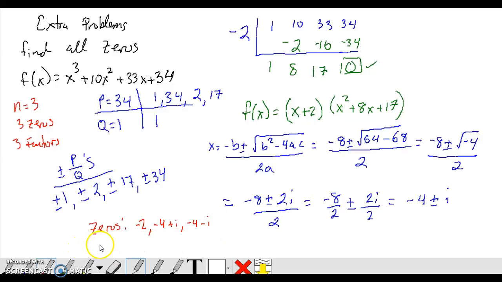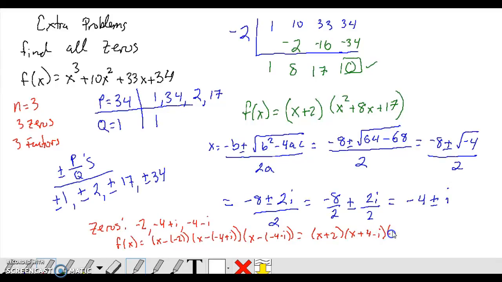If the problem said find the linear factorization, it would look something like this: x minus negative 2, then x minus negative 4 plus i, and then x minus negative 4 minus i. That is the same thing as saying x plus 2, x plus 4 minus i, and x plus 4 plus i. So it brings everything together a little bit. Okay, I want to show you what this looks like on Desmos.